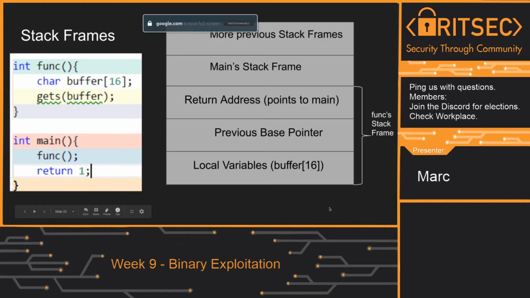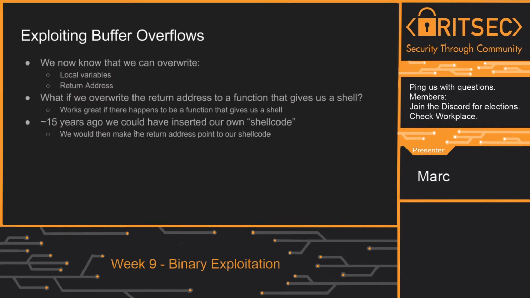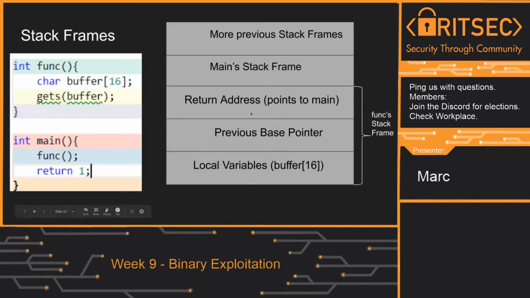So we have a diagram here, and main has its own stack frame that looks kind of like func's stack frame, but is more specific to main, and it's not expanded. Here we've expanded func's stack frame to look at the contents inside. We'll see we have local variables. We only have one local variable, and that's this buffer. So that gets space on the stack frame. Then we have the base pointer, and then we have the return address.